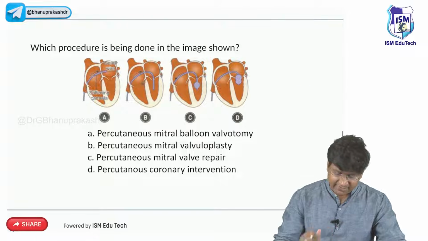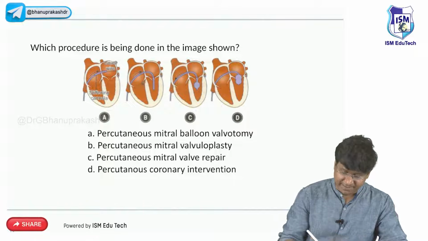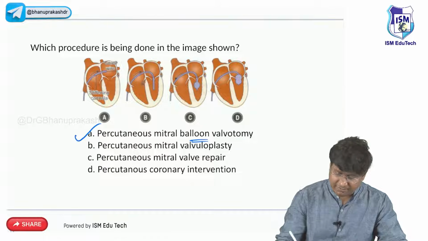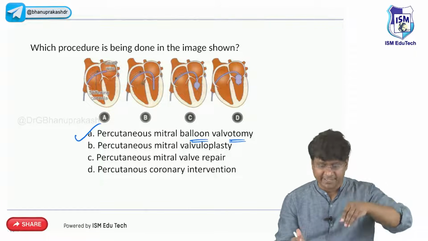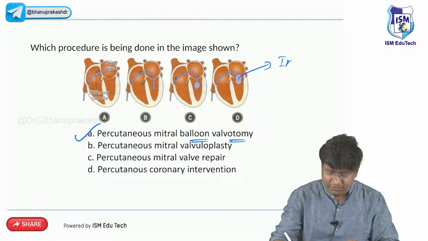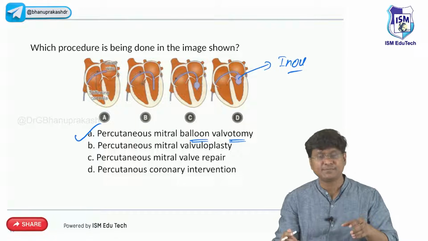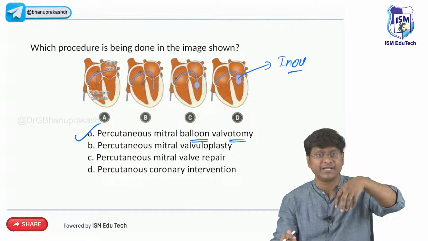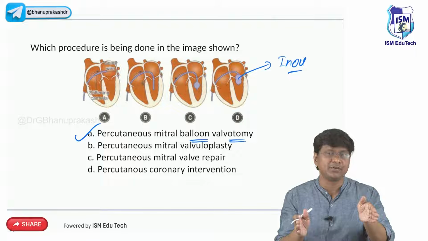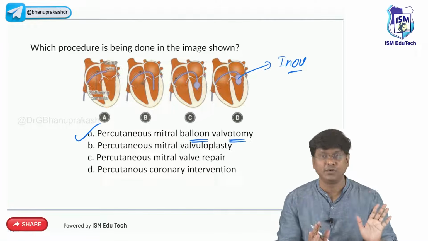What is that mitral valve intervention? One is your PBMV, that is percutaneous mitral valve balloon valvotomy. That means we will introduce a balloon, and what is this particular balloon? It is the Inoue balloon, and this Inoue balloon is placed across the mitral valve and the balloon is opened so that the commissures of the mitral valve will be ruptured and the balloon will get opened.